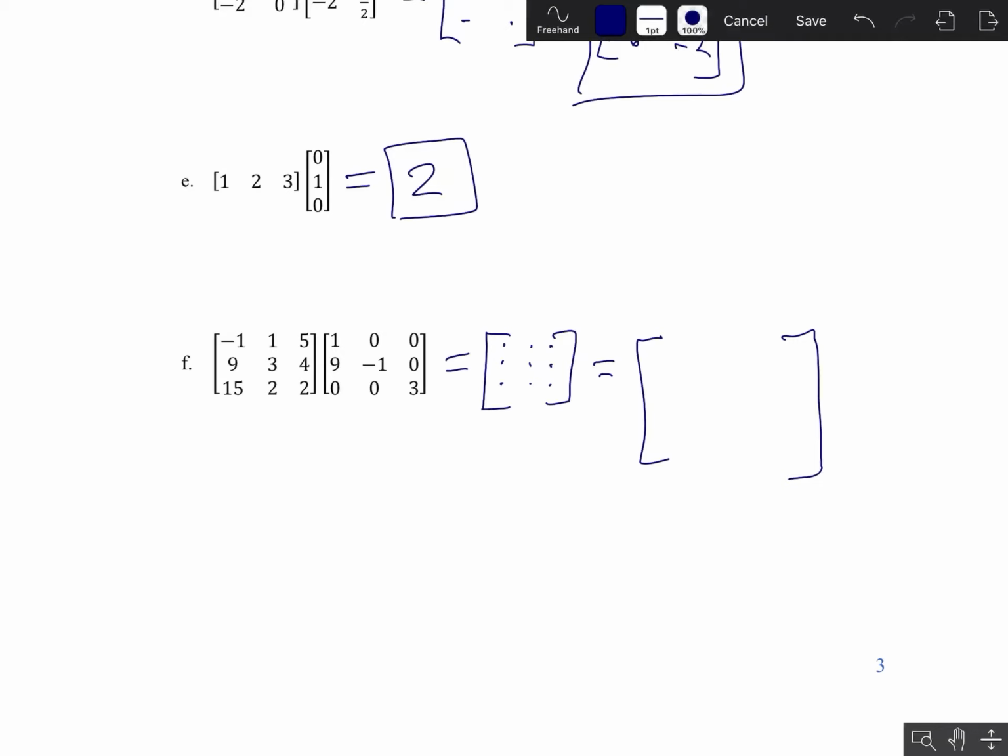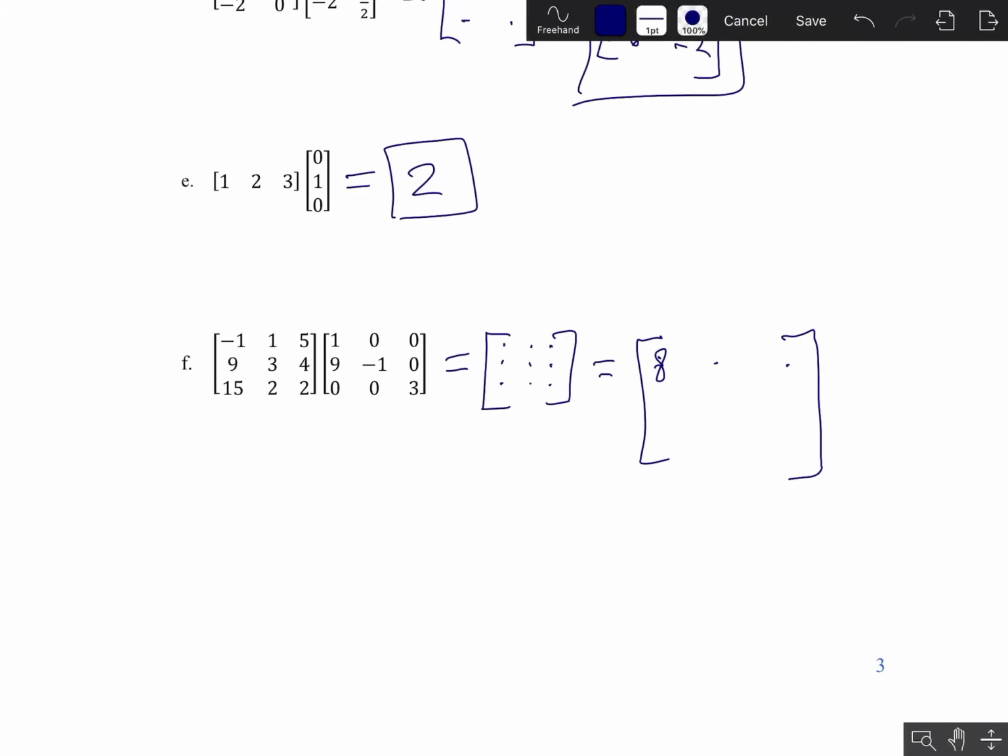So I'm going to go through these relatively quickly. But if you want some extra practice, you can pause the video now and just go through the computation on your own. But if I wanted to compute the 1-1 entry, I would multiply the first row of the left matrix by the first column of the right matrix. That would give me a -1 plus 9 plus 0, which is a +8 altogether.